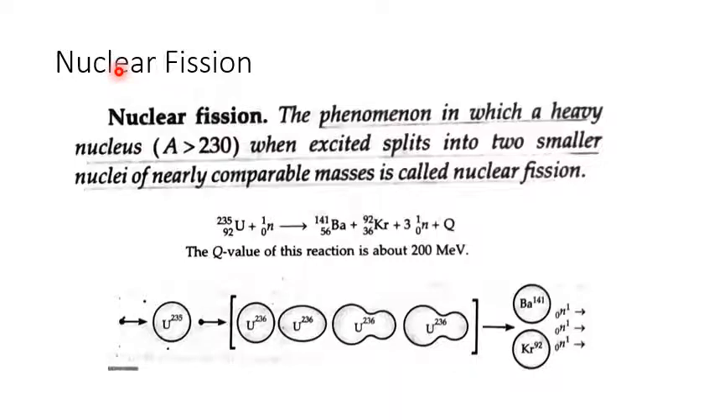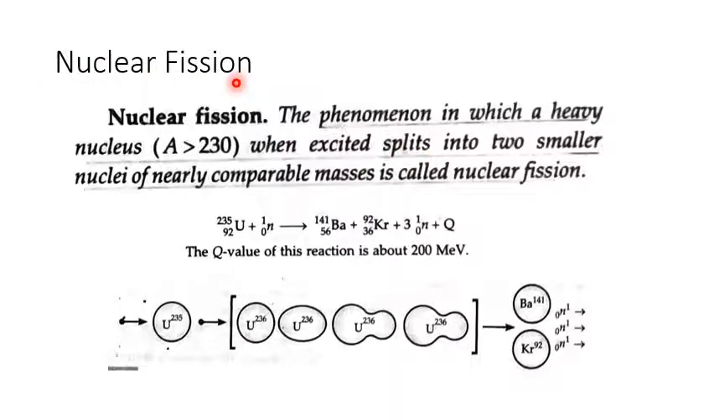So what is a nuclear fission? The phenomenon in which a heavier nucleus, generally the nucleus which has an atomic number greater than 230, that means the mass number greater than 230. All those nuclei which have a mass greater than 230 will be known as your heavy nuclei. When such a nucleus splits into two smaller nuclei of nearly comparable mass, such phenomenon is called nuclear fission.